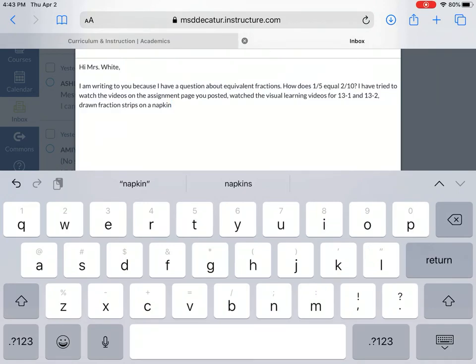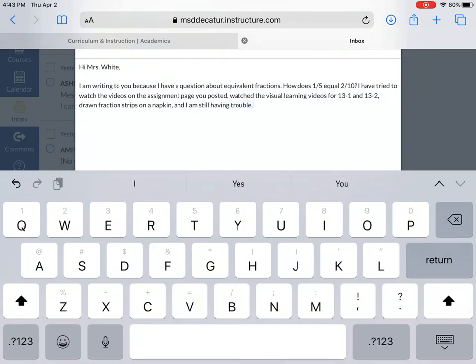So I haven't tried anything else. Those are the only 3 things I've tried. So I have tried to watch the videos on the assignment page you posted, watch the visual learning videos for 13.1 and 13.2, drawn fraction strips on a napkin, and I am still having trouble. Is this convincing? Does this sound like we have tried and we've really worked hard to understand and we still don't get it? I think it does.